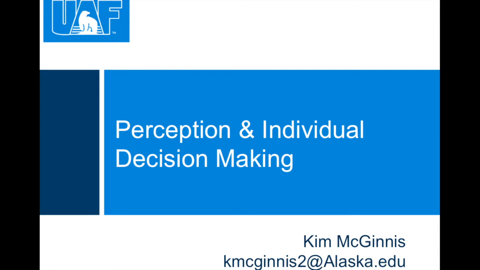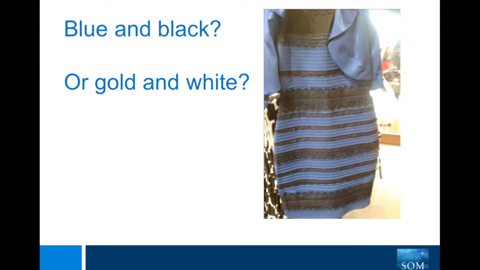In this video, we're talking about perception and individual decision making. Many of you probably saw this dress floating around on the internet about a year ago. Some of you might have thought it was blue and black. Others, myself included, thought it was white and gold. The dress illustrates a really basic principle of perception, which is simply not everyone sees things the same way.